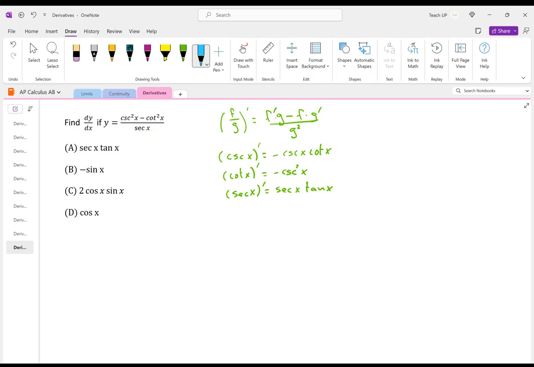Today we want to find dy/dx if y is this quotient. In the numerator we have the cosecant squared of x minus the cotangent squared of x, and in the denominator we have the secant of x.